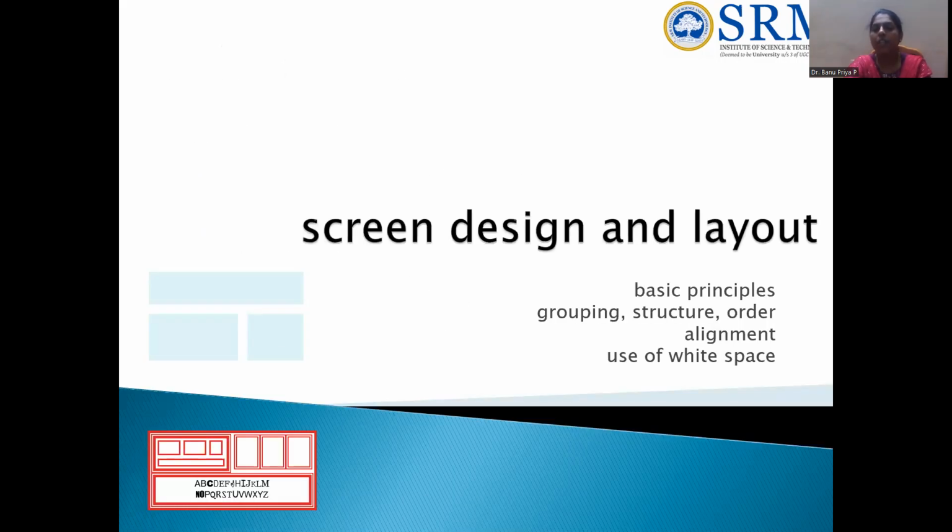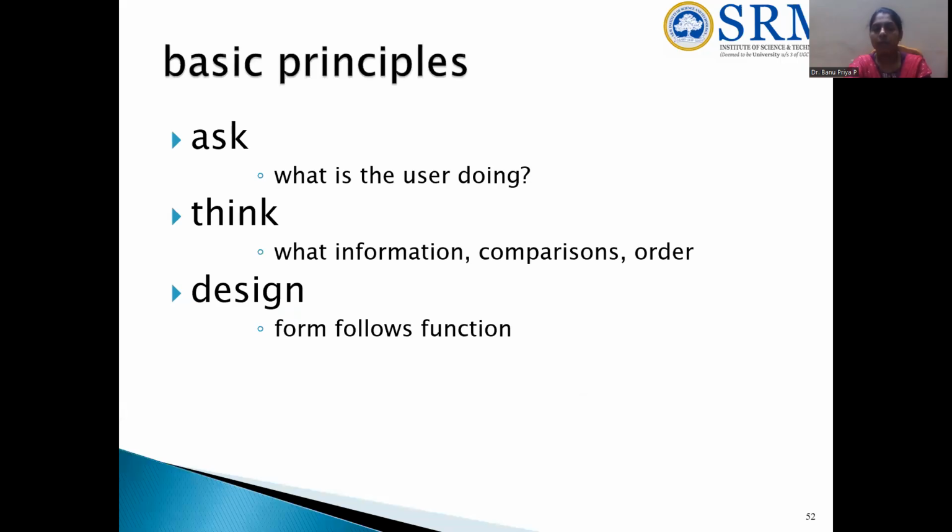So how to understand the screen design and layout? Basic principles of that: grouping the structure and even alignment along with the use of white space. So the first basic principle is you have to ask what the user is doing with that. Think what the information or the comparison to be done. Design according to those.